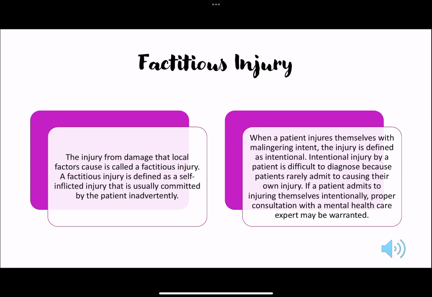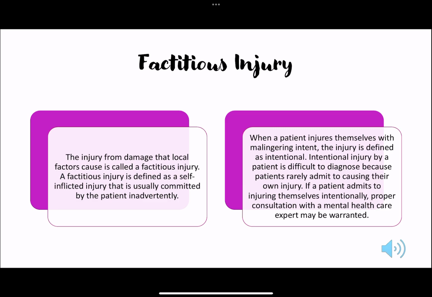When local contributing factors that may cause damage to the periodontium result in injury, that is called a factitious injury. Factitious injury is defined as a self-inflicted injury done by the patient that's usually committed inadvertently or by accident. A lot of the time, the patient does not even know that what they're doing as a habit is causing them to have a problem.